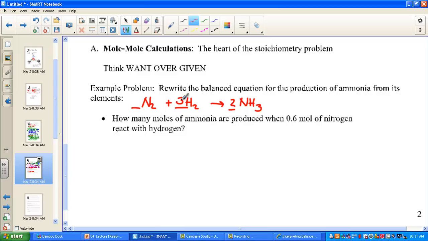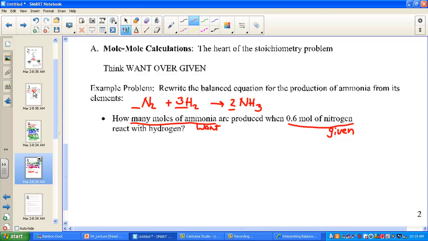Stoichiometry really is nothing more than changing a coefficient and seeing what the others will do to adjust to keep the equation balanced. Suppose we'd like to know how many moles of ammonia are produced when 0.6 moles of nitrogen react with hydrogen. We call this our given quantity. We want to know ammonia from the moles of nitrogen.